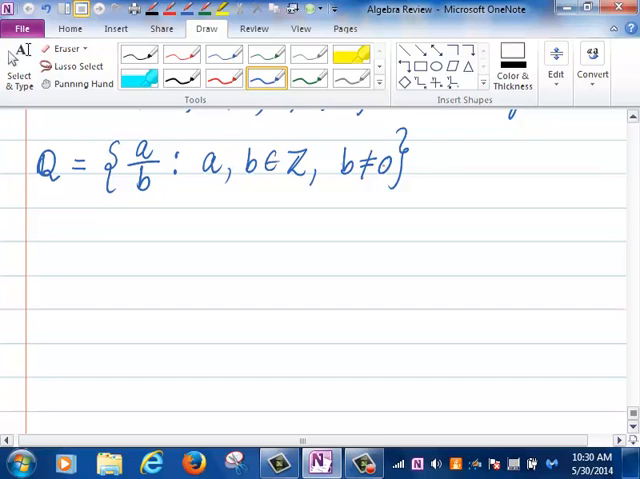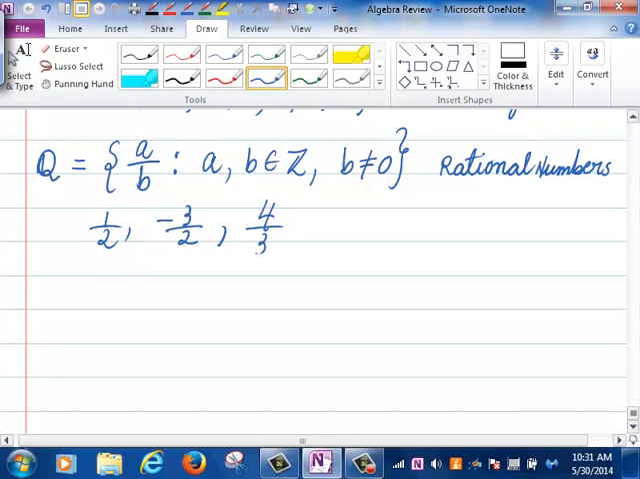Can someone tell me, for example, what are rational numbers? Well, a half, -3/2, 4/3, you name it. Fractions, yeah, ratios, fractions of integers.